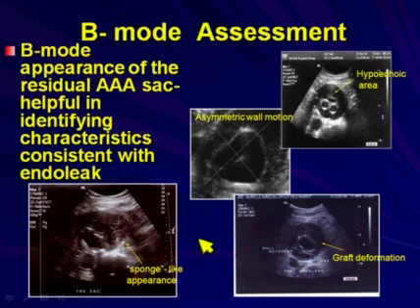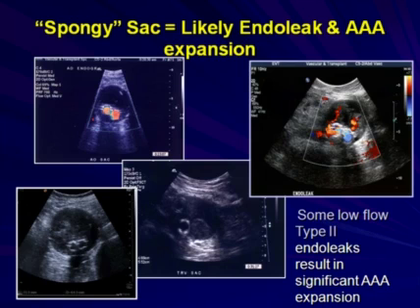This was usually associated, in a small series of patients, with a very pressurized sac and a very low flow endoleak that created aneurysm expansion of up to 0.5 centimeter a year. So it was significant aneurysm expansion associated with this particular B mode characteristic.